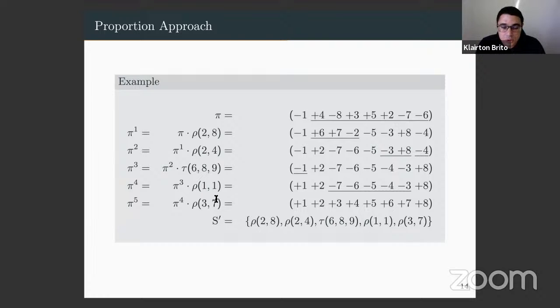Note that the sorting sequence increases by just 1 operation, but now we have 4 reversal operations in the sorting sequence and just 1 transposition. That fits with the proportion constraint in the problem.